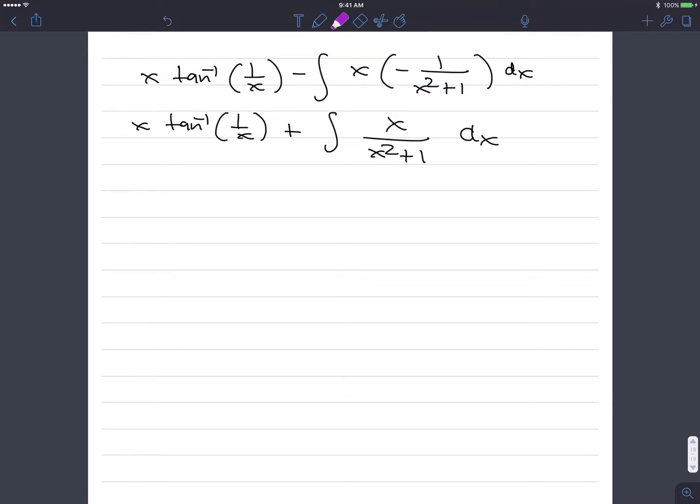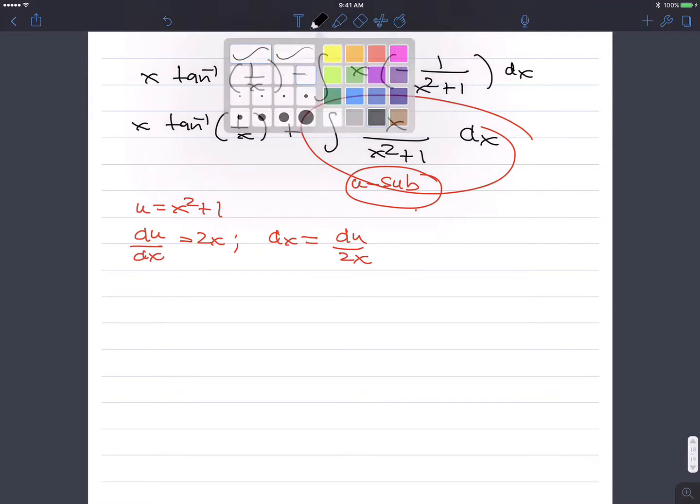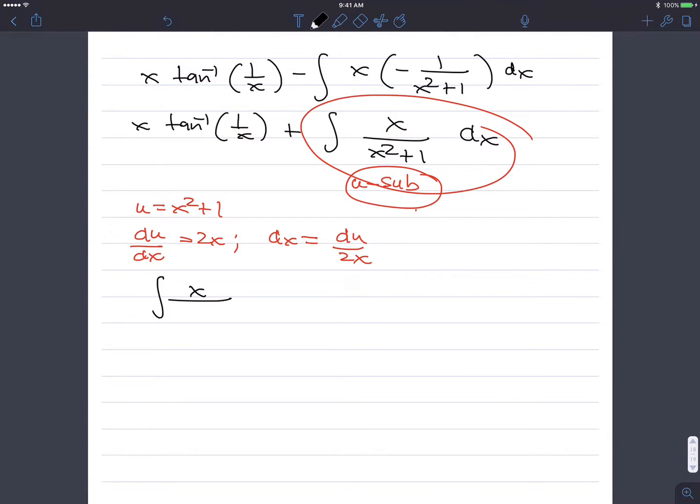Notice what I have to integrate now is something I could do by u substitution, where u is going to be x squared plus 1. So by u substitution, I get to integrate this particular integral. We're going to say u is x squared plus 1, which means du dx is 2x, or simply dx is du over 2x. This integral becomes x over x squared plus 1 times dx, which is du over 2x.